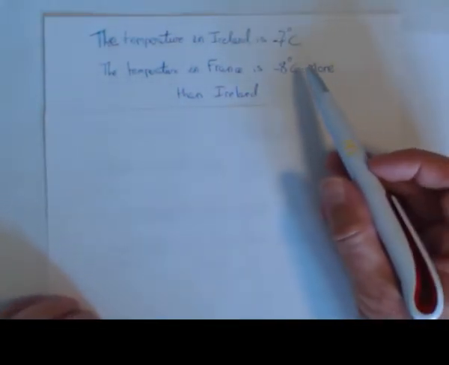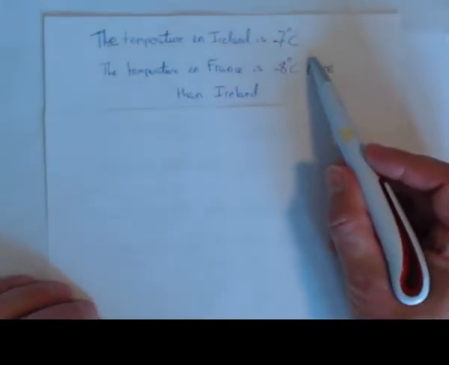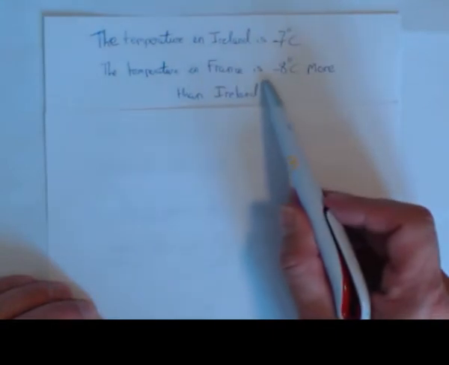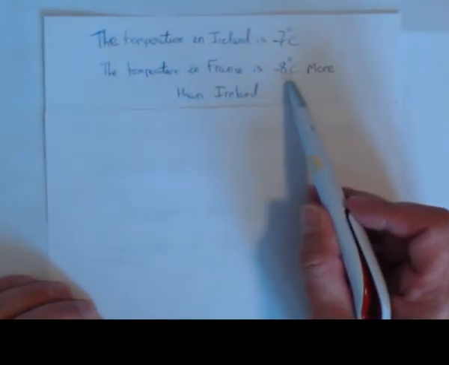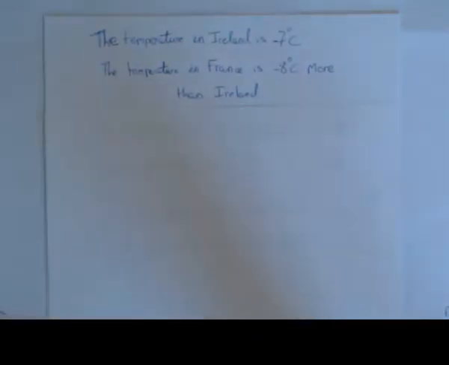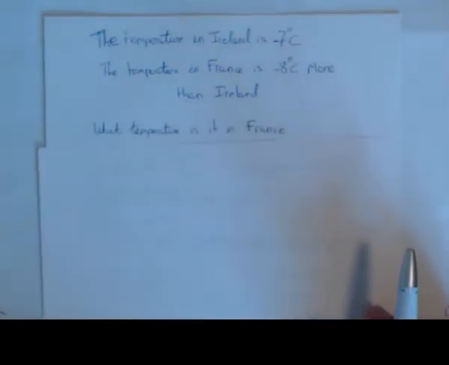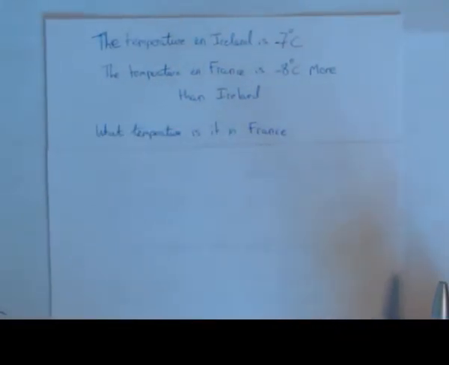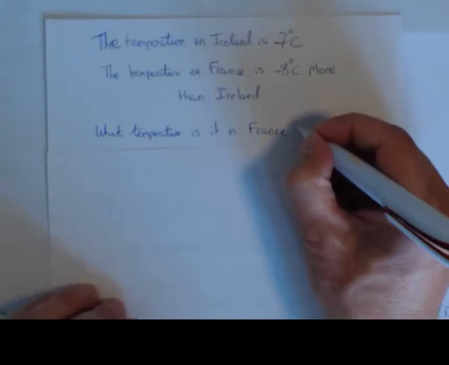The temperature in Ireland is minus 7 degrees. The temperature in France is minus 8 degrees more than Ireland. Now we would never say this in English, but sometimes it happens in formulas. So we saw before that when we're using formulas, we end up saying strange things. So this can happen. But let's have a look at how we solve that. We want to solve what temperature it is in France.